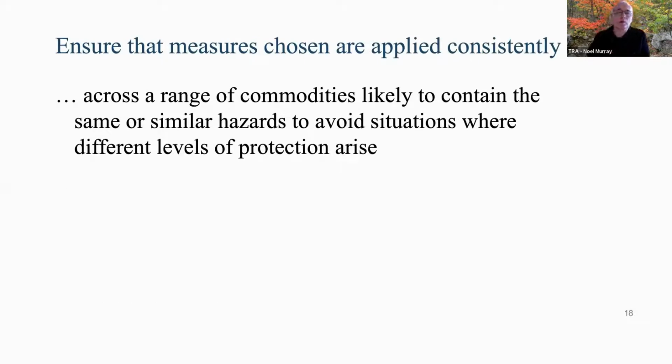It's important to ensure that the measures are applied consistently across a range of commodities that are likely to contain the same or similar hazard, to avoid those situations where different levels of protection arise. And I've already given you the example with the wild-caught Pacific salmon from Canada and the ornamental fish importation into Australia.